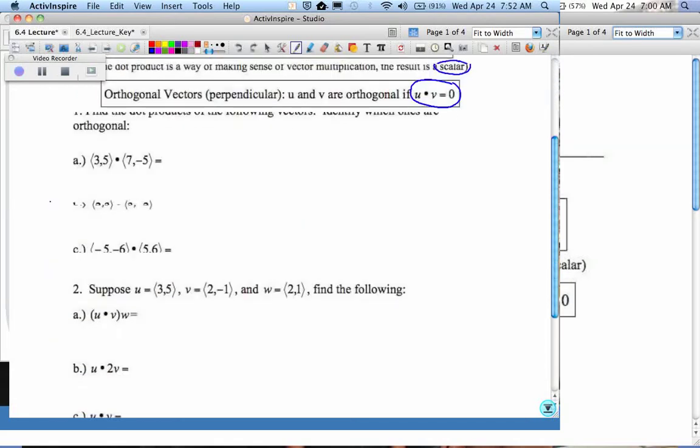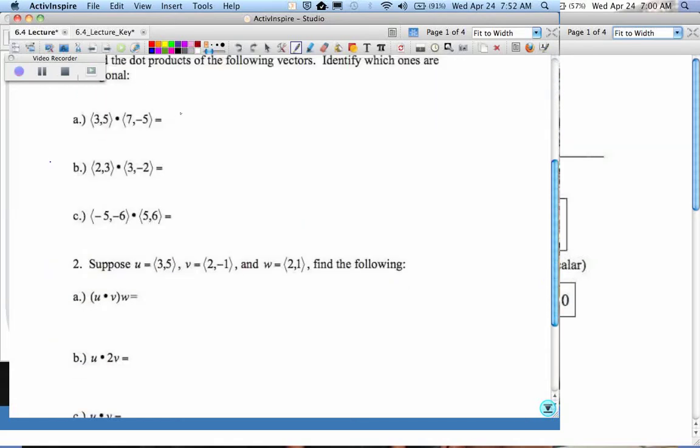So we're going to quickly do a couple of dot products. If I take the dot product of this first one, I would take 3 times 7, and I would add to that 5 times -5. So you're just multiplying the x's, you multiply the y's, and then you add them together. So I end up with 21 minus 25, and it looks like we're getting -4. Are these two vectors orthogonal? No, it didn't add up to 0. Not orthogonal. So I'm going to ask you to quickly do B and C on your own, and then I'll pause it, and then we'll come back and look at the answers.